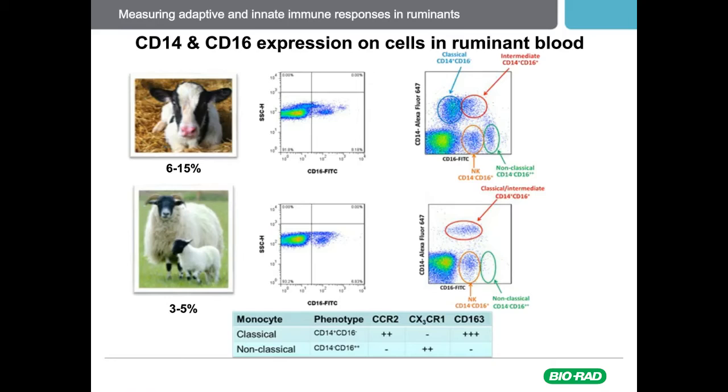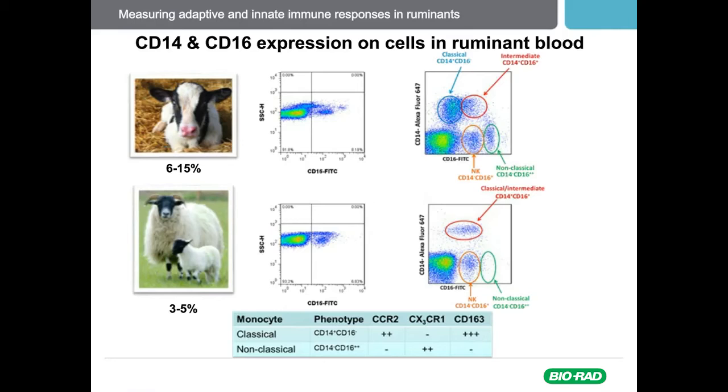We don't have the antibodies to do the analysis for the chemokine receptors or for CD163, which is a scavenger receptor. But what we did was we sorted the cells in cattle. We couldn't do these experiments in sheep because we didn't have enough cells, but we sorted the cells and then did RT-PCR looking for those chemokine receptors and for CD163.